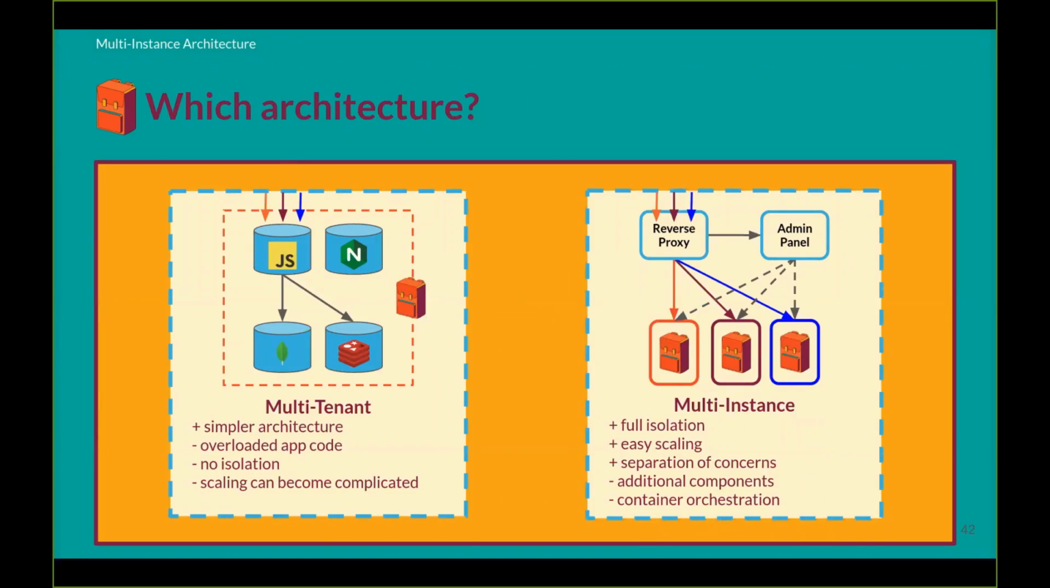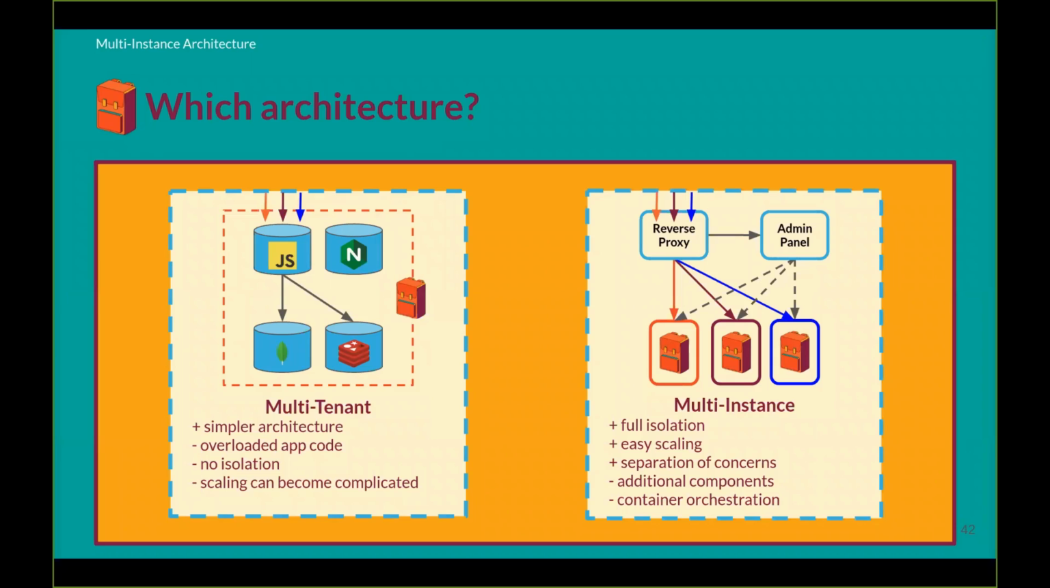So how do we decide? Let's look at these again. So on the left, we have the multi-tenant architecture where we have a single Backpack instance handling requests from multiple applications. In this case, we have a simpler architecture because we just have the single Backpack instance. But the downsides of that are that we have overloaded application code trying to handle routing and administrative tasks as well as handling backend functionality. We also don't have isolation between the applications using the system. They're all being handled by the same database.